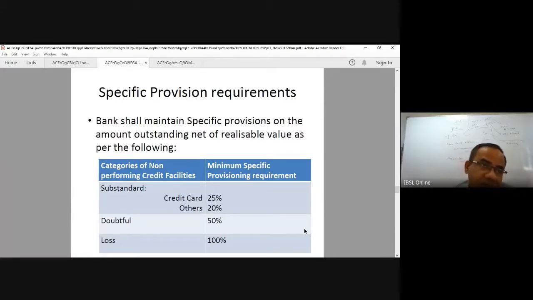So the difference between unsecured loan and secured loan is that if it is a 100 million facility covered with property mortgage with a for sale value of 120 million, you are only providing 2 million when the facility is in the substandard section, whereas if it is unsecured, you will be providing 20 million, right? So that's the comfort you have.